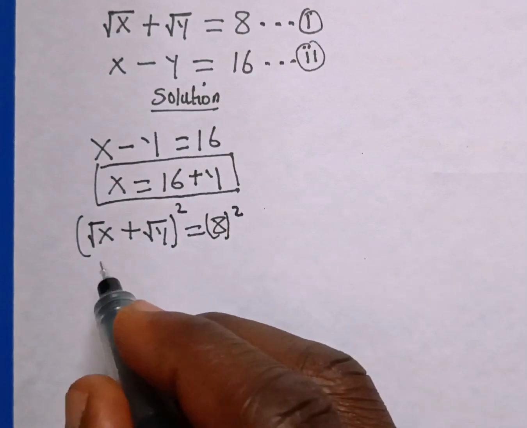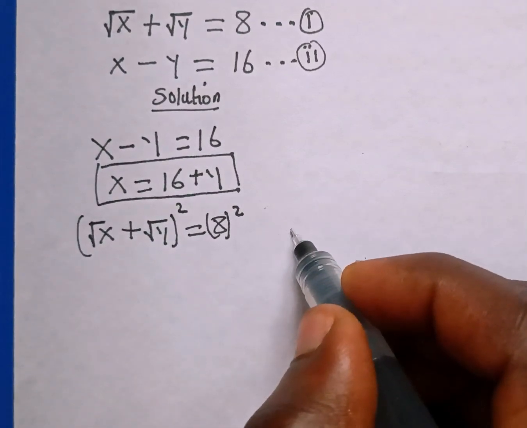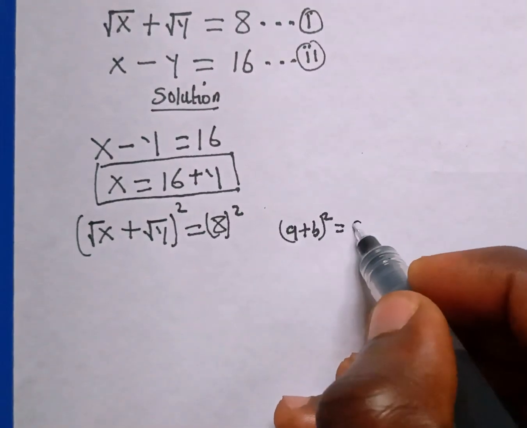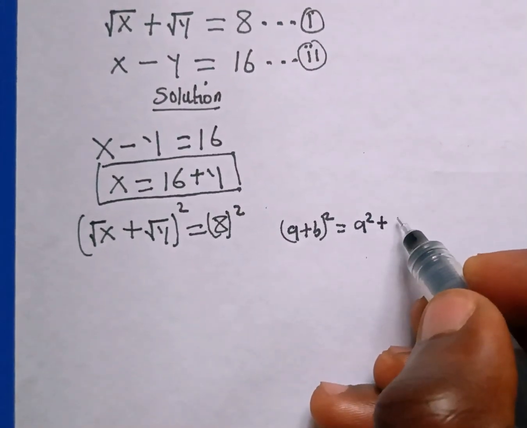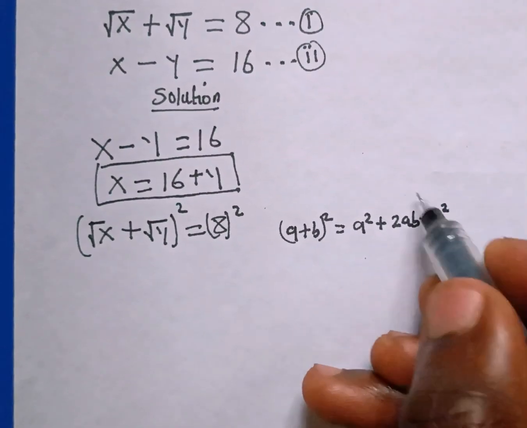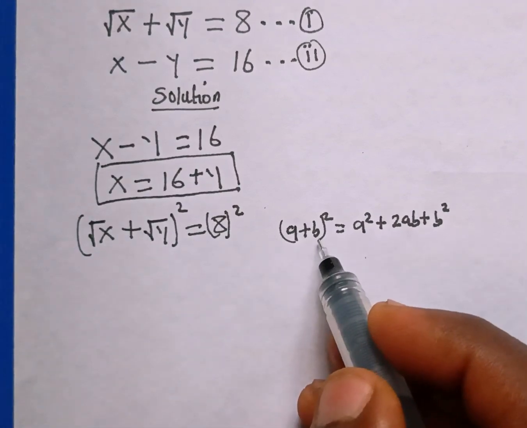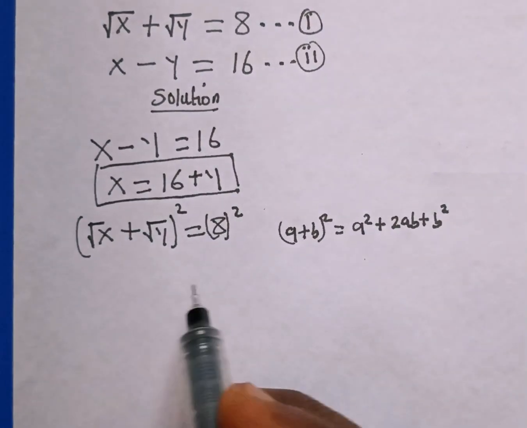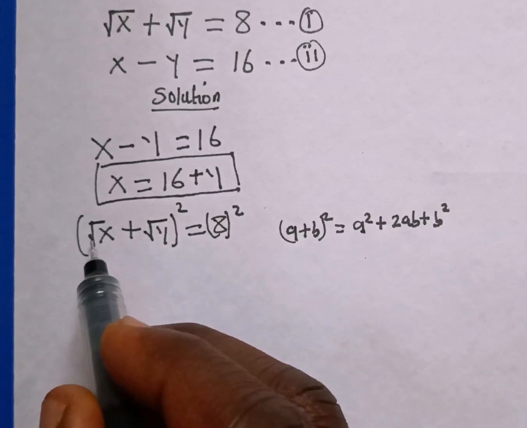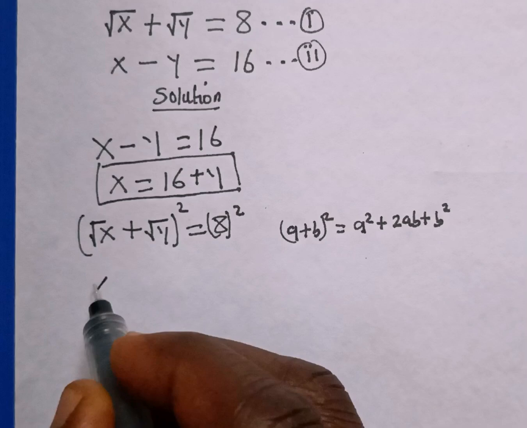So square root of x plus square root of y, all squared. We are going to recall this property that says a plus b all square is the same as what? A square plus 2ab then plus b square. So applying this property, we are going to take a as square root of x, then we take b as square root of y. So we are going to get a square, and we have square root of x squared. So the square is going to cancel the square root. So we are going to have only x.